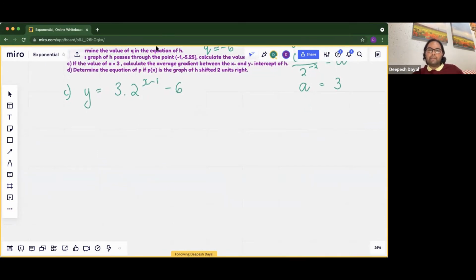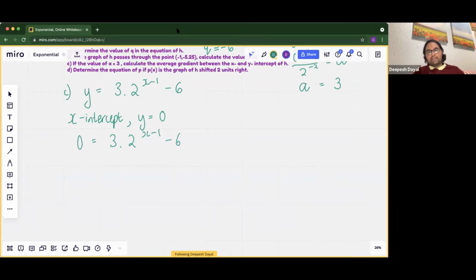What is the value of y? Let me know, please. What is the value of y when we find the x-intercept? Y equals, please type in the chat or unmute and let me know. Yes. Y equals 0. So we're going to say 0 equals 3 times 2 to the x minus 1 minus 6. And we're then going to take the 6 over and we're going to solve for x.